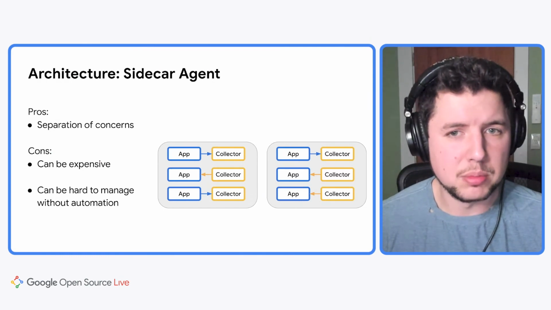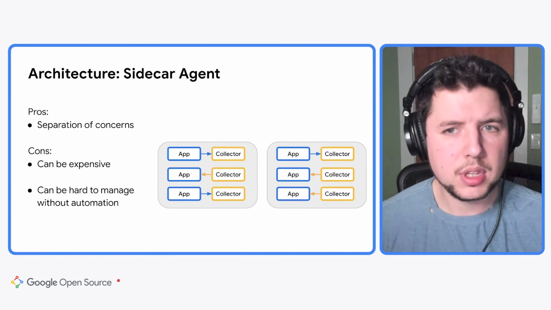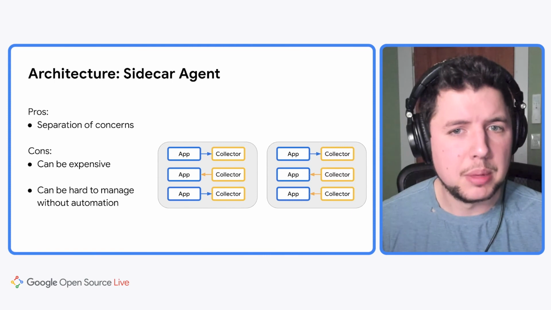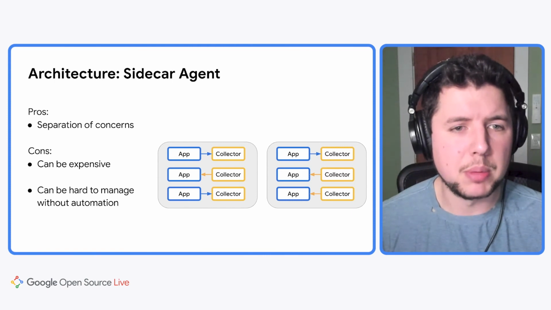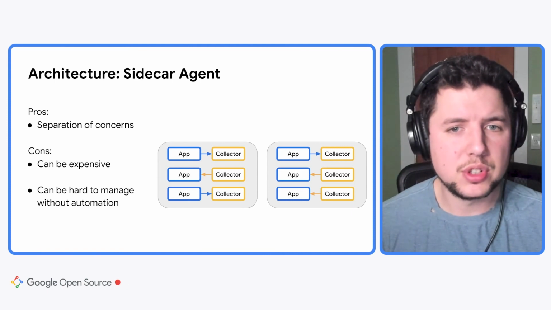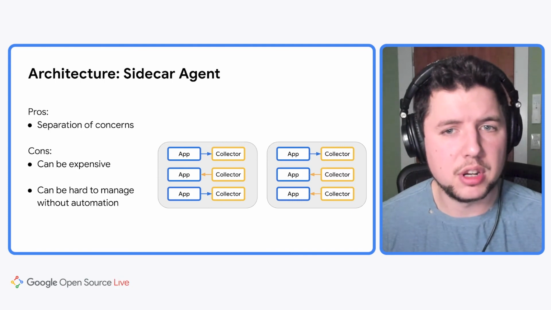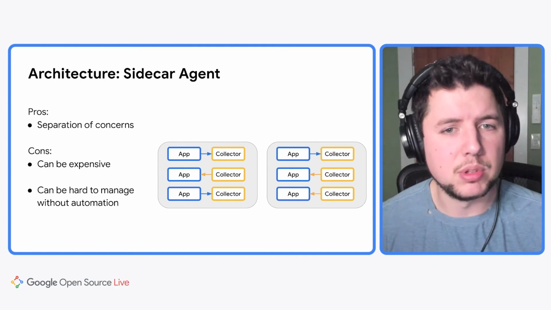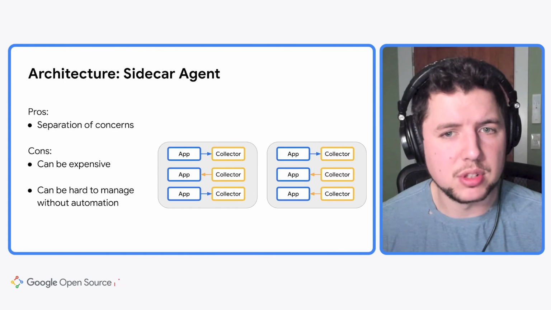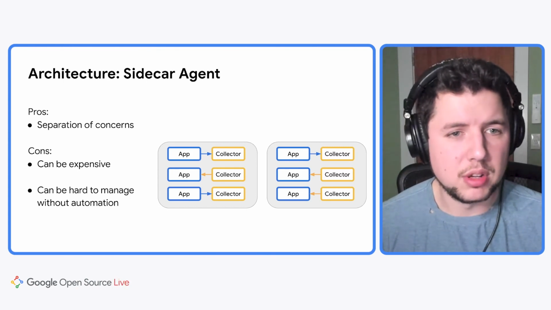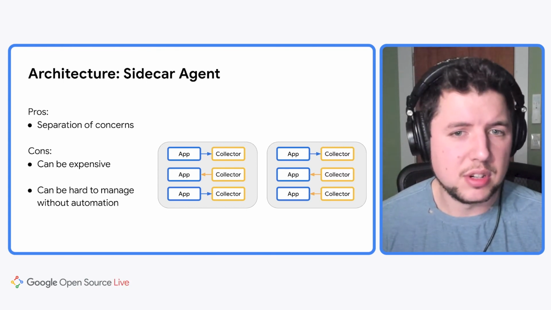The final architecture I want to cover is running the collector as a sidecar, which is generally referred to as the agent mode of the collector. This lets each application developer manage the configuration for their own telemetry pipeline to meet their needs. It also ensures that there aren't any central points of failure, since each collector is responsible only for telemetry from its own application. But it can be expensive running all those collectors, and it's hard to manage without proper tooling.